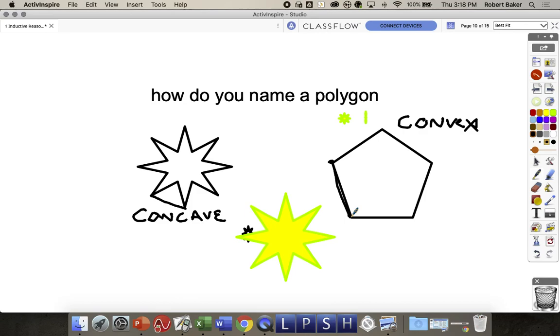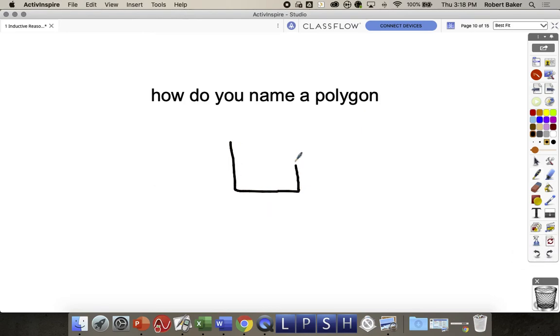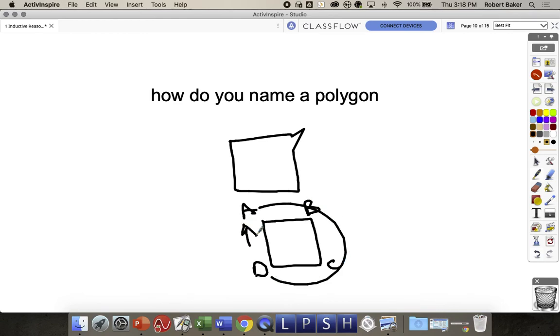Right? So the last thing I'm going to talk about is how do you name a polygon? I'm just going to go to a new one. Slowly, carefully. Okay, how would you name that polygon? This could be polygon ABCD. It cannot be polygon ABDC. You have to go around in a circle. So it could be DABC, it could be DCBA, it could be BCDA. It doesn't matter as long as you go around the shape.